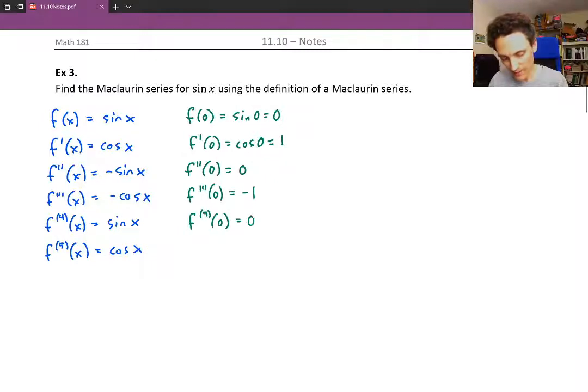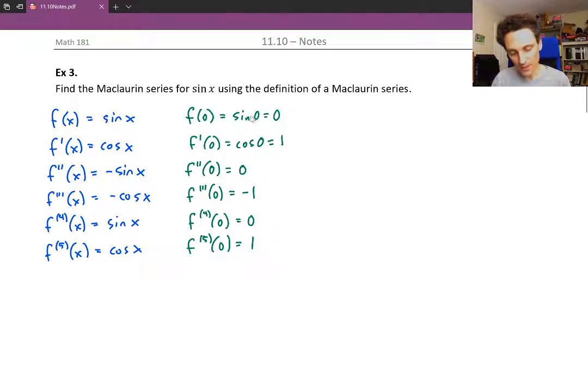Seems like every other one is going to be 0, because every other one is a sine. Alright, so there we have the coefficients. It looks like it goes 0, 1, 0, negative 1, 0, 1, 0, negative 1, 0, 1, 0, negative 1.